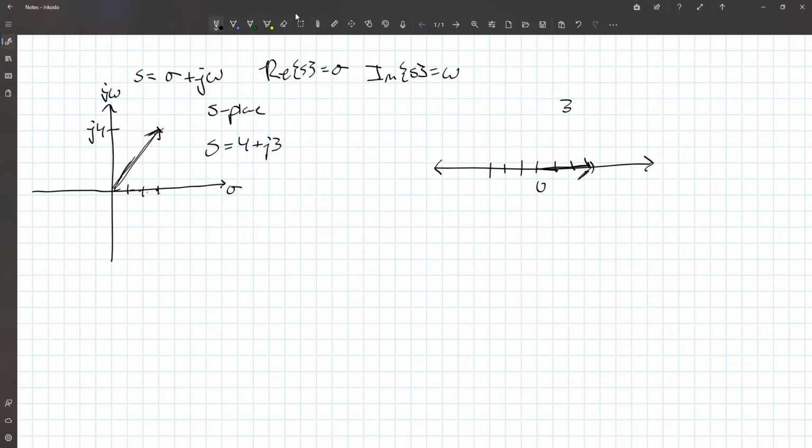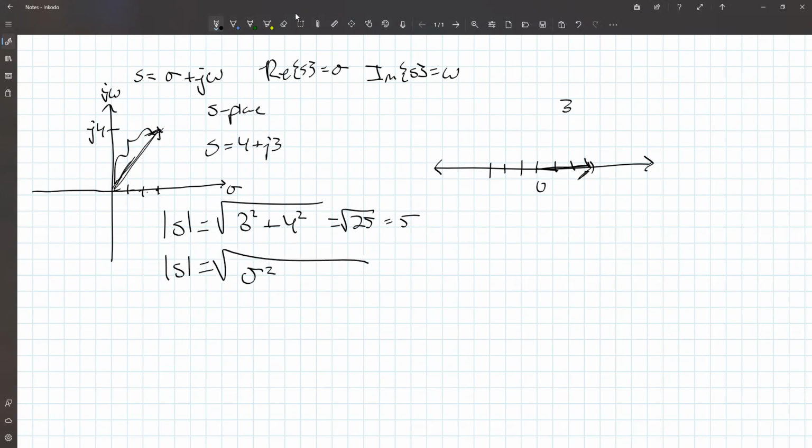But if we wanted to talk about some of the properties of this phasor, well, it has a magnitude, right? That magnitude is the length of the phasor. So the magnitude of S, just applying the Pythagorean theorem, we get that S is equal to the square root of 3 squared plus 4 squared, or 25, or a scalar of 25 in this case, or 5. So the magnitude of any complex number S is going to be the square root of the real part squared plus the imaginary part squared. And recall that I said the imaginary part is just omega, right?